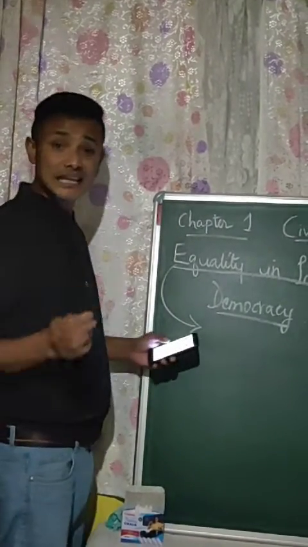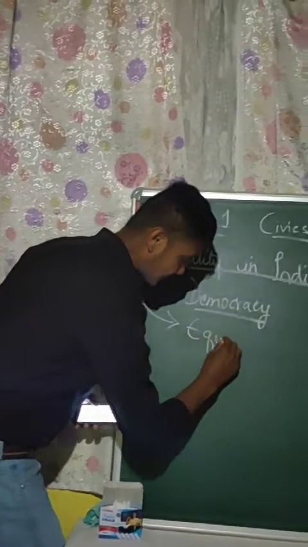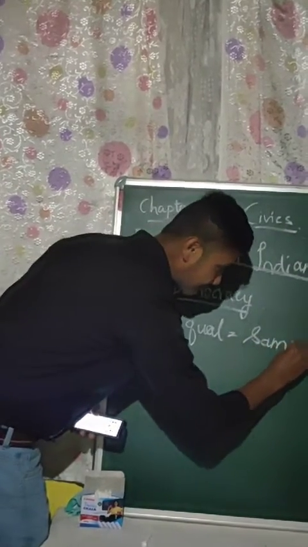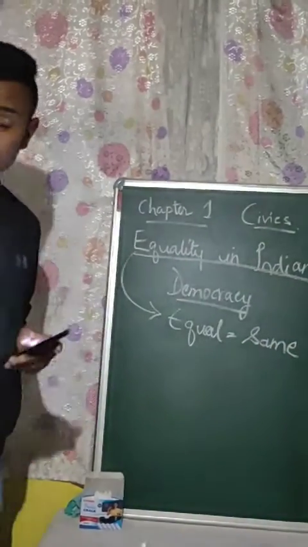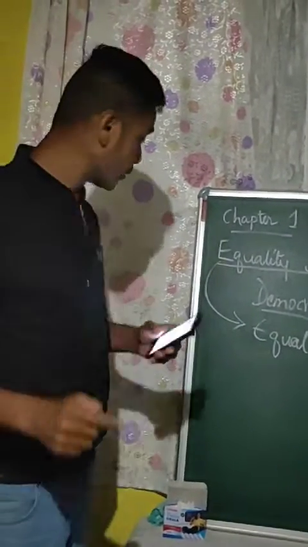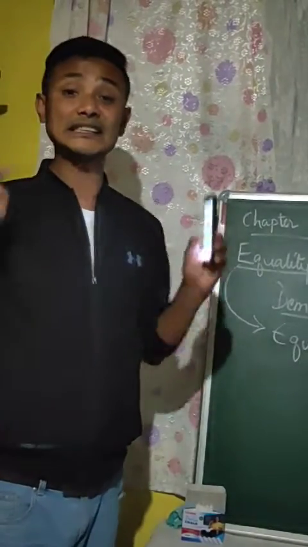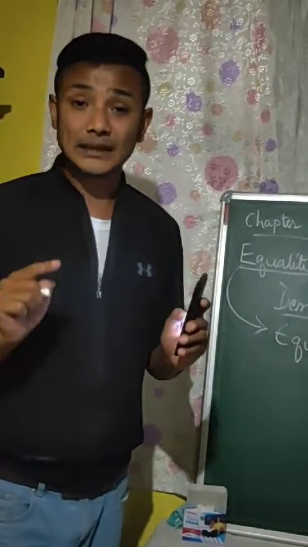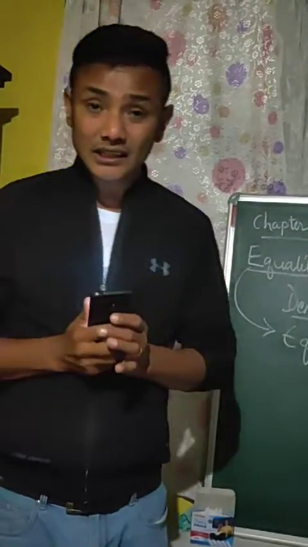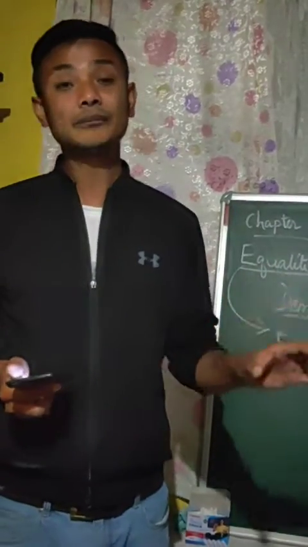The term equality has been derived from the word equal. When we say equal, it means same. So equality has been derived from the word equal, and equal means same. In the context of the democracy of India, every citizen of India is same and equal, and there is no discrimination based on caste, creed, color, sex, gender, and place of birth.